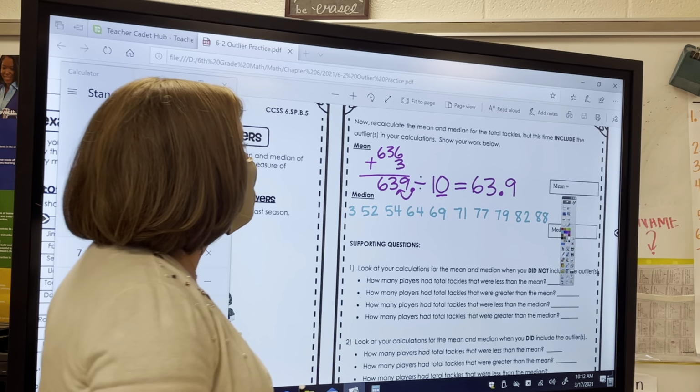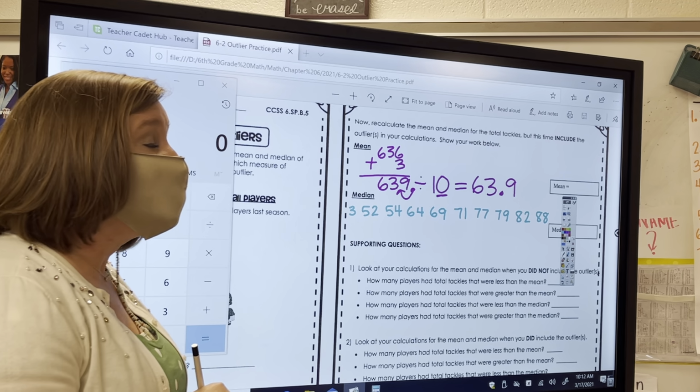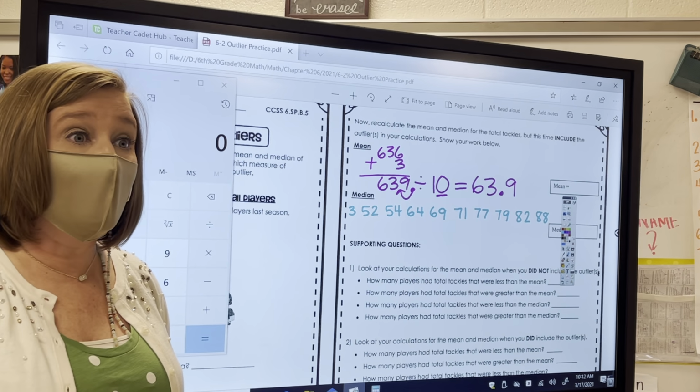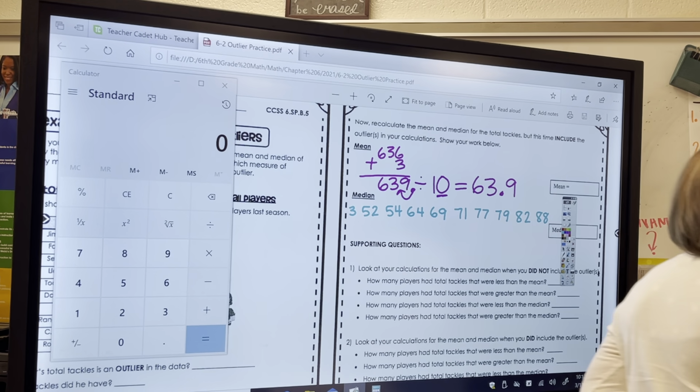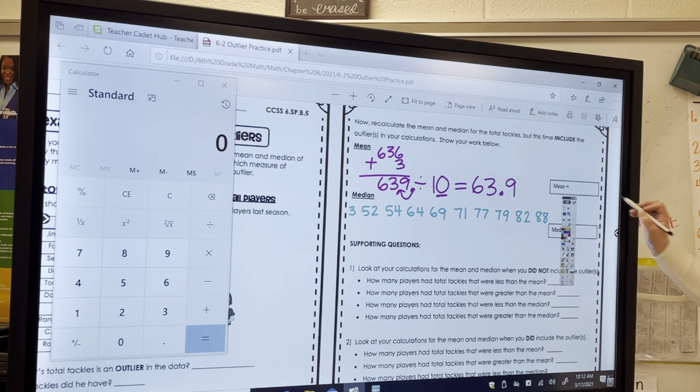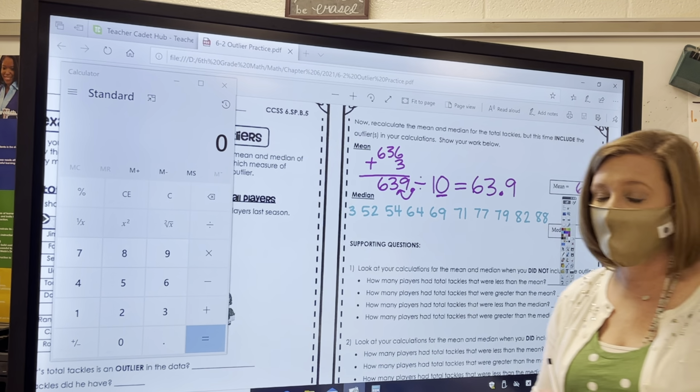63.9. It told us before to round to the nearest whole number. So what is the 9 going to make my 3 do? Turn to a 4. So my mean is what? 64.